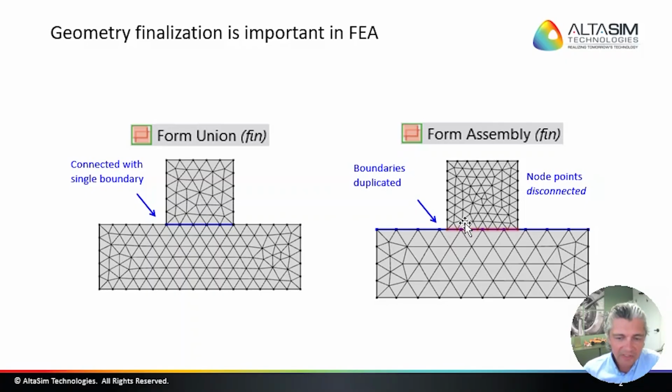And in order to establish mechanical contact previously, you would need to switch to form assembly mode, which would allow for the boundaries to be duplicated. For non-conformal meshing, node points are disconnected by default, and then you would set up through contact pair definitions how you wanted these faces to interact with each other. You can see how the triangular elements don't necessarily line up here because these parts are disconnected.